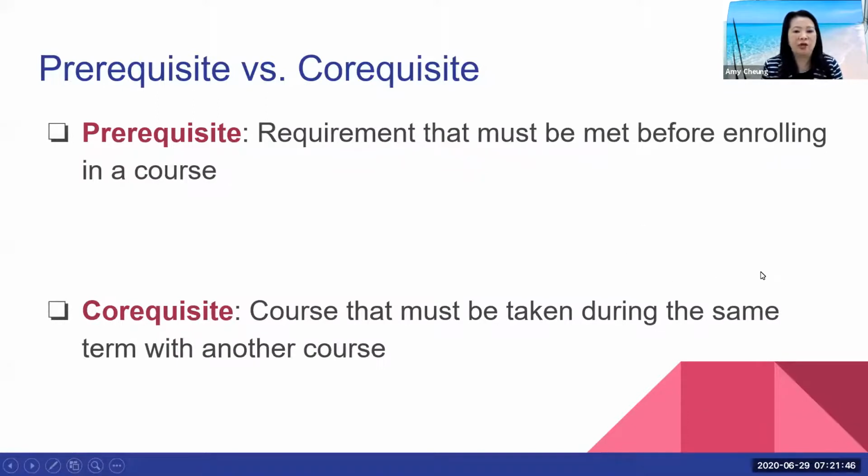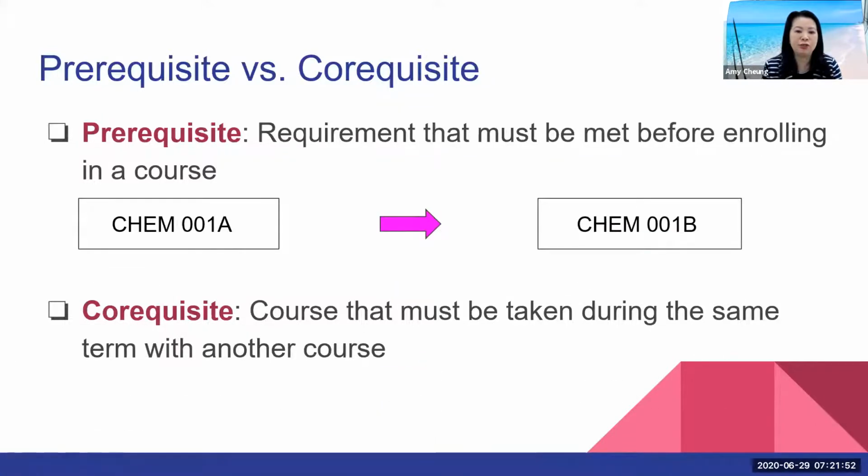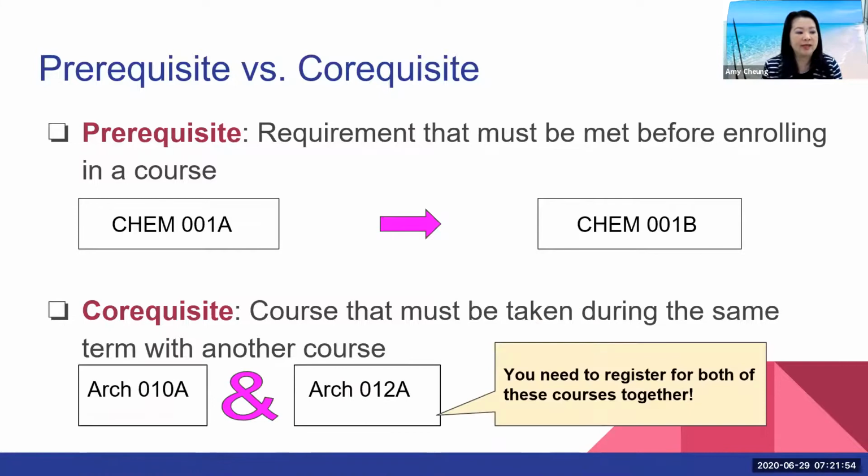There's also something called prerequisites or co-requisites. That is something you need to pay attention to when you register for your classes, because it will tell you whether there's a condition you have to meet in order to take that course. A prerequisite basically means you must take another course first, or you need to take an assessment first before you can get into this higher level subject. So for example, in order to take Chemistry 1B, you have to first take Chemistry 1A. So the prerequisite to 1B is 1A.